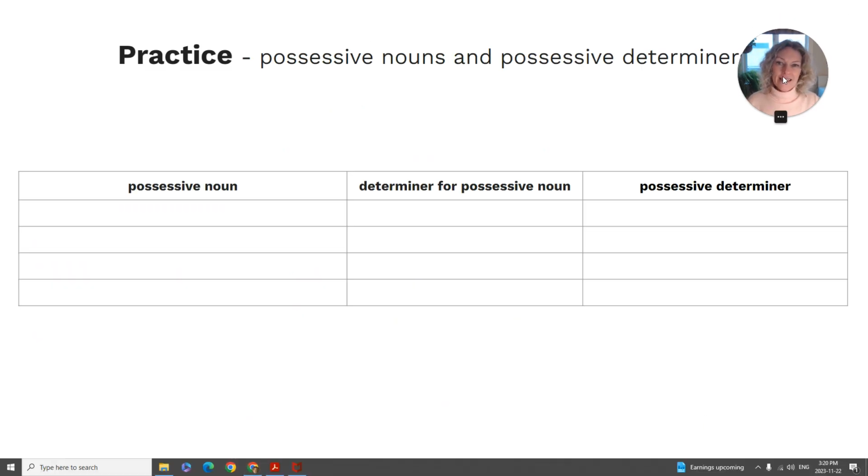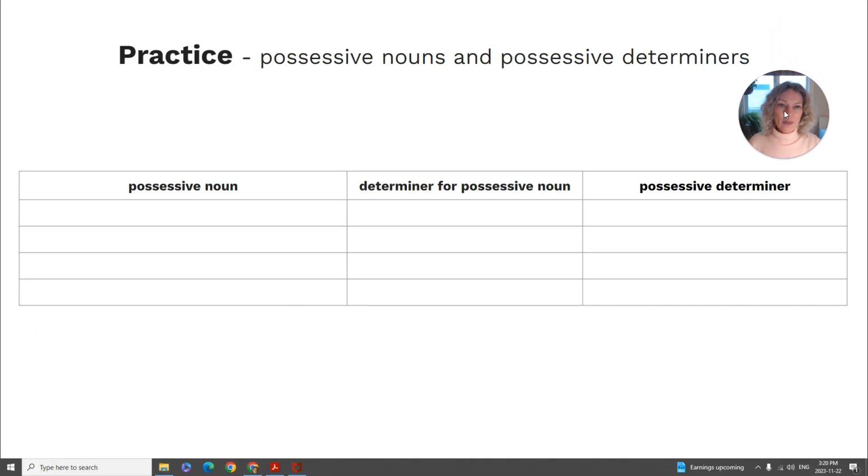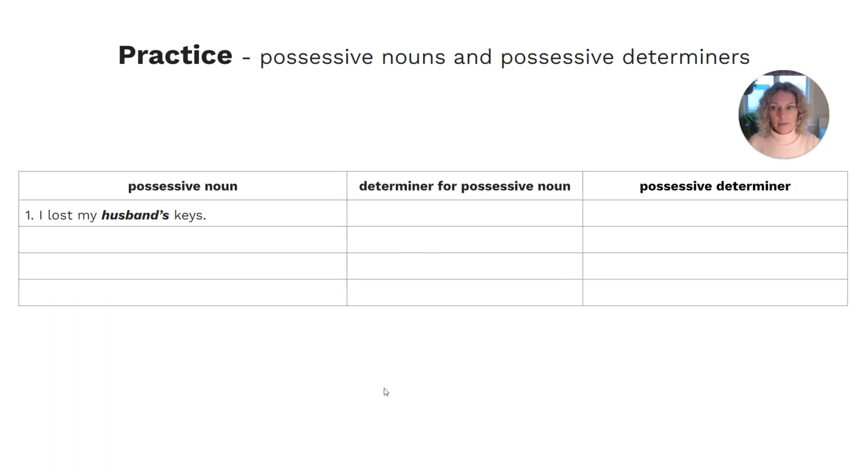Let's practice these possessive nouns and possessive determiners so you can see the relationship between them. Here's an example of a sentence with a possessive noun. I lost my husband's keys. So what's the determiner in that sentence? We only have one determiner, and it's my.